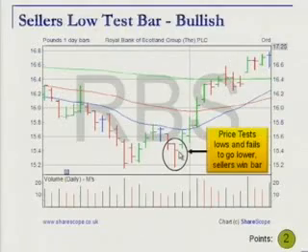Classic low test. Yeah, Paul? Where would you enter that trade, or is it still not enough by itself to go in yet? No, absolutely. People enter off low tests all the time.